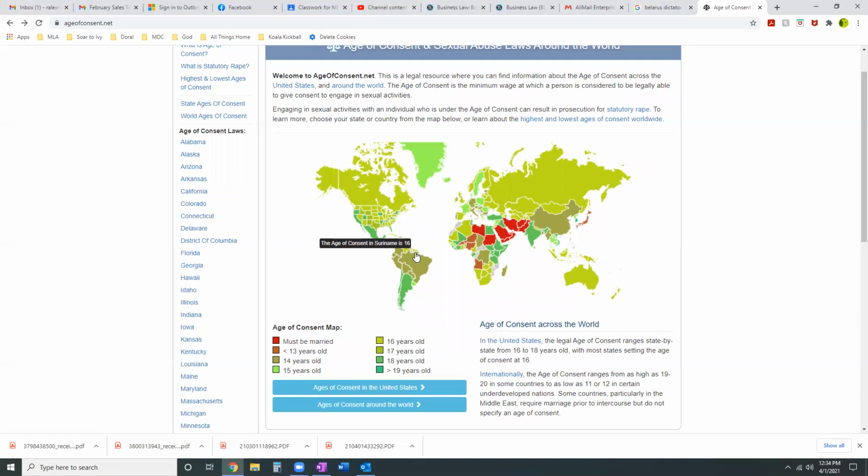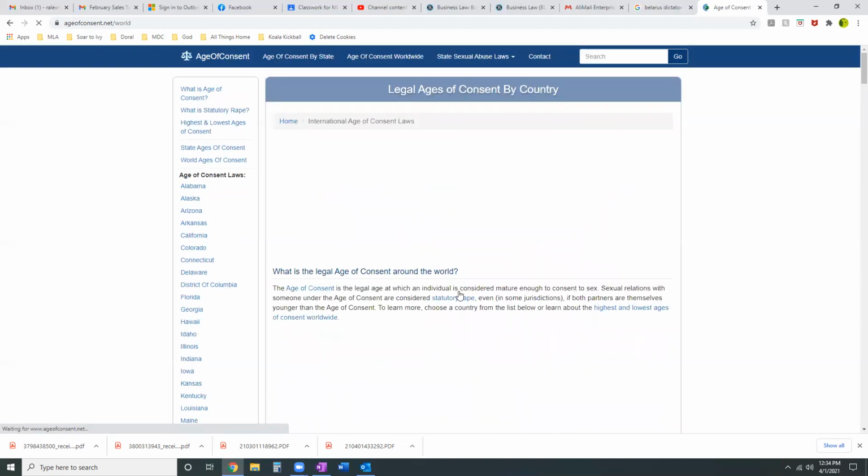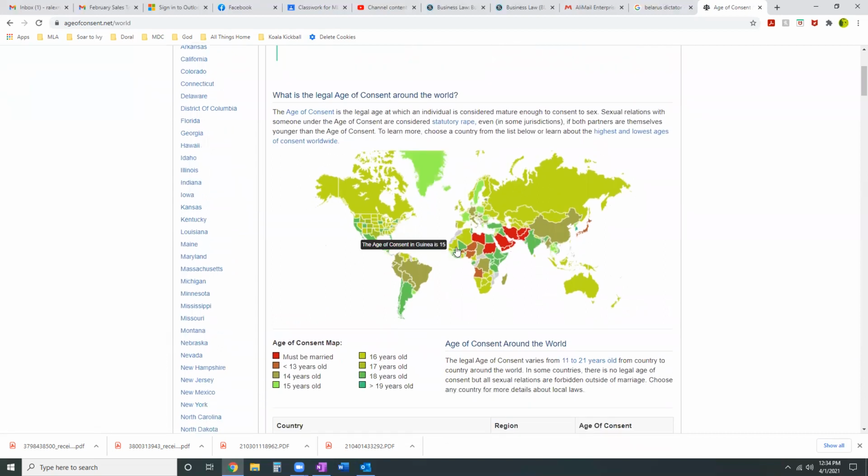Venezuela, 16. Suriname, 16. You notice that 14, 15, 16 are very common in different parts of South America. And if you were to look more closely at Europe: France, 15; Spain, 16; Ireland, 17; UK, 16; Iceland, 15; Germany, 14; Italy, 14. The most common ages are 14, 15, and 16 within Europe.